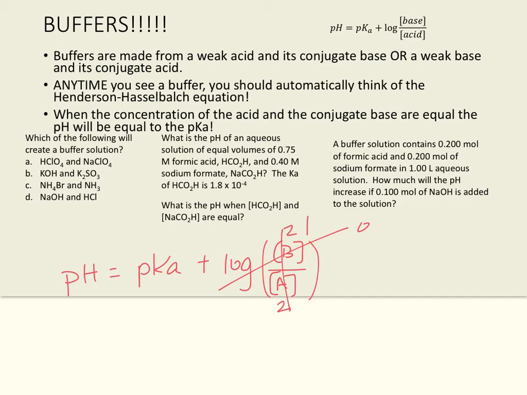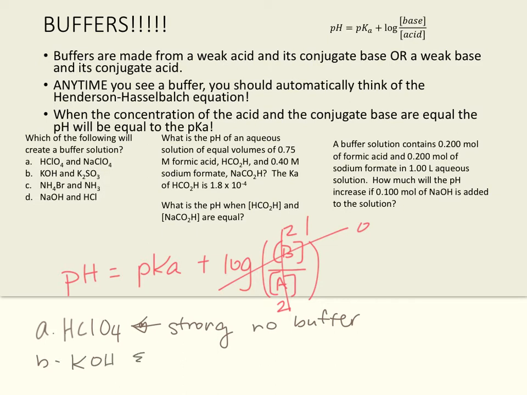All right, so number 1, which of the following will create a buffer solution? For A, HClO4 is strong, and so no buffer can be made from that. For B, we have KOH and K2SO3. So this is a strong base and a salt. No buffer can be made from that either.